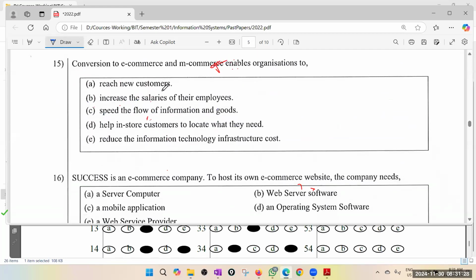15. Conversion to e-commerce and m-commerce enable organizations, right? E-commerce and m-commerce. Reach new customers, obviously, yes. Increase the salaries of their employees. No, we want to cut their salaries.